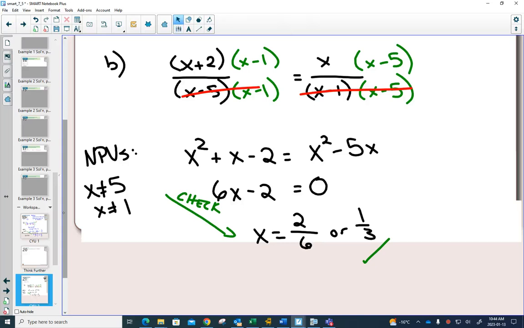Is everybody good on part B? Again, same strategy. Get that common denominator, get rid of your fractions, then analyze. Looked like we had to solve a quadratic equation already, for factoring or the quadratic formula, but when we combine like terms, it even got easier.